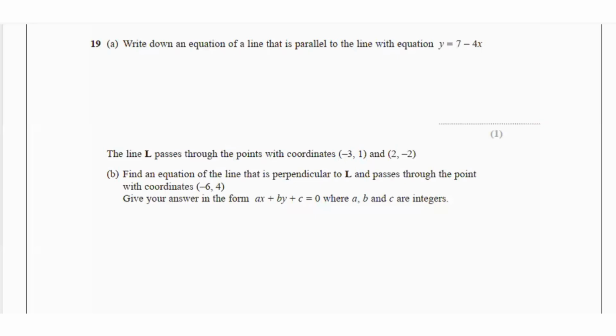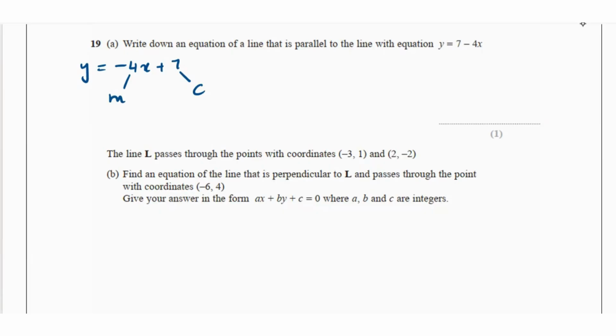Then another type of question that you can get is: write an equation of a line that is parallel to the line with equation y equals 7 minus 4x. So as I said, parallel lines have the same gradient. So y equals -4x plus 7. Now your gradient is -4, not 7. They have purposely written 7 before -4x to confuse you.